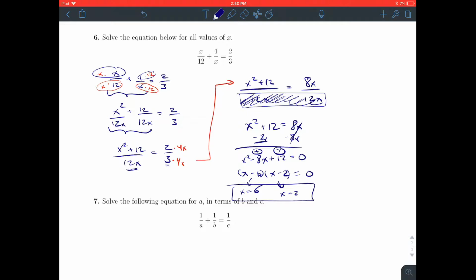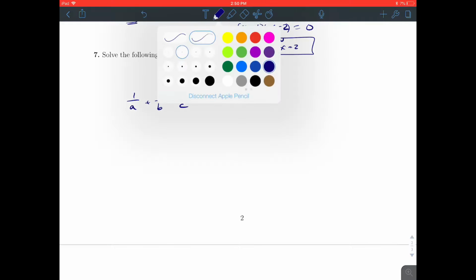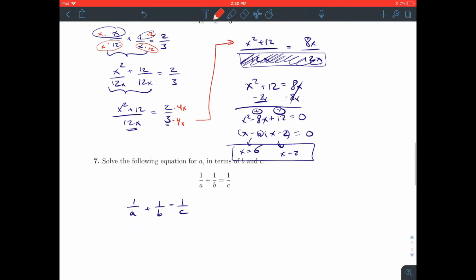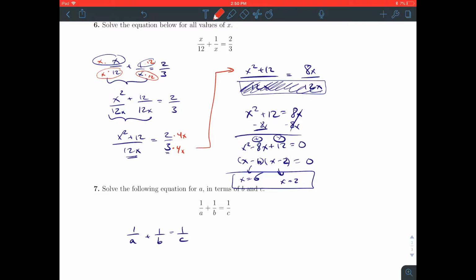All right, so down to the last question here, and this is one of those crazy ones where we're working with all letters. So solve the following equation for a in terms of b and c. So we've got 1 over a plus 1 over b equals 1 over c. So even though it's all letters, the structure matches the problem that we just solved. So we're going to solve it using the exact same algorithm.